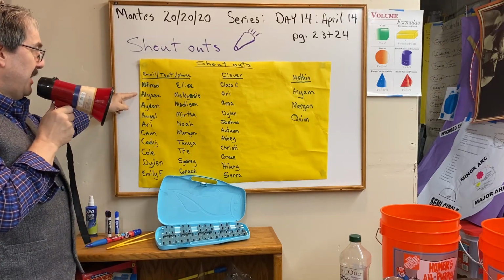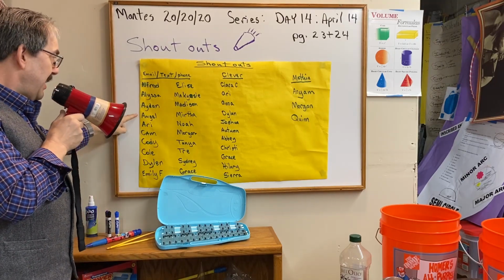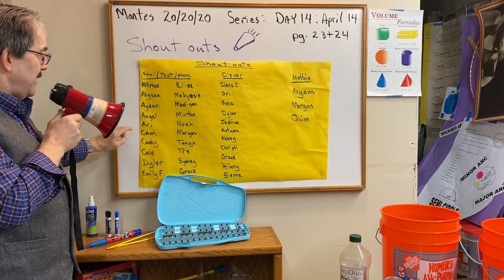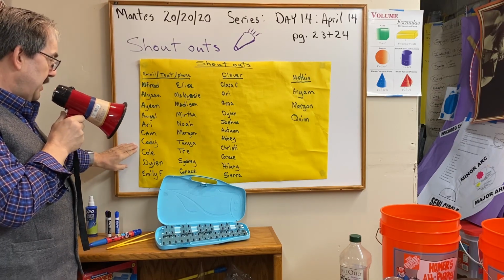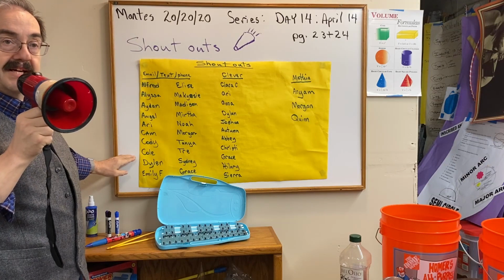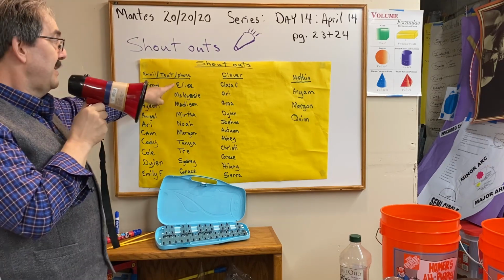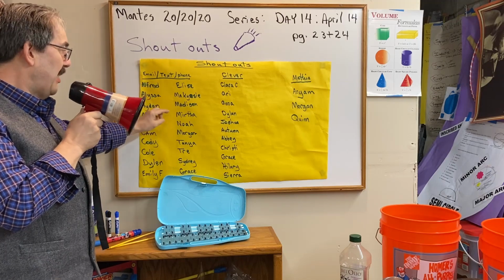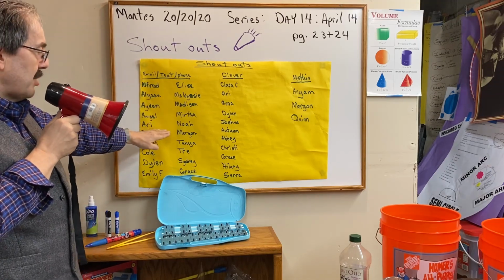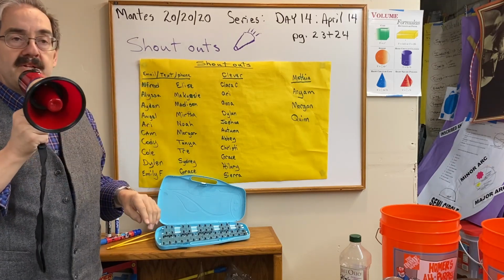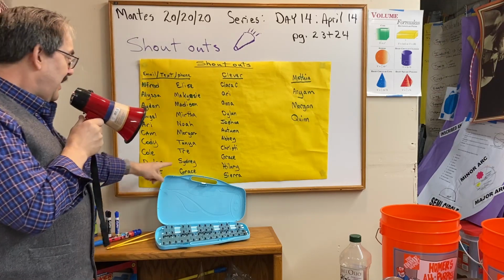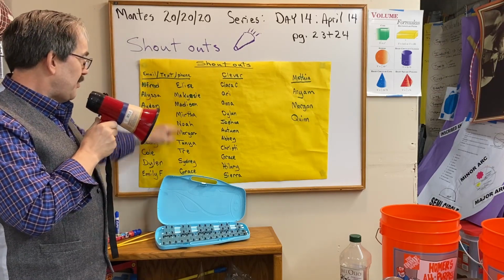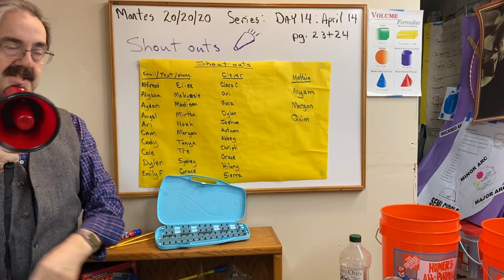Alfred, Alyssa, Aiden, Angel, Ari, Cam, Cody, Cole, Dylan, Emily, Elise, Mackenzie, Madison, Mirtha, Noah, Morgan, Tanya, Trey, Sydney, and I forgot alphabetically to put Grace in there, so don't forget Grace.